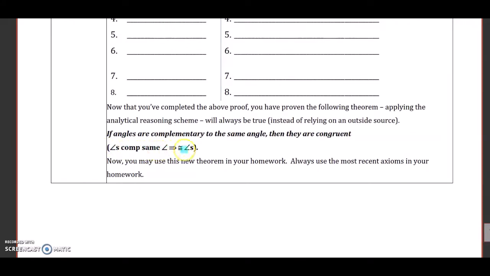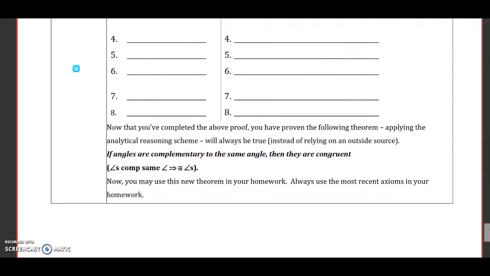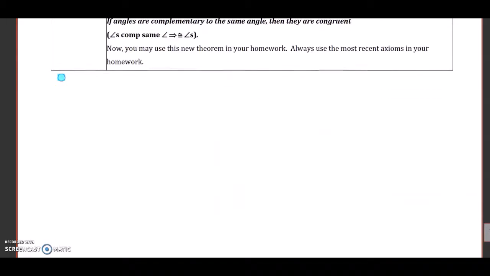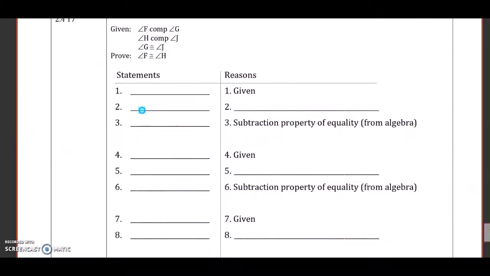So that's for angles that are complementary to the same angle, then they are congruent to each other. And remember, you never use a theorem to prove itself. You have to use anything that's in the system prior to this theorem in the proof of it. Same thing up here.